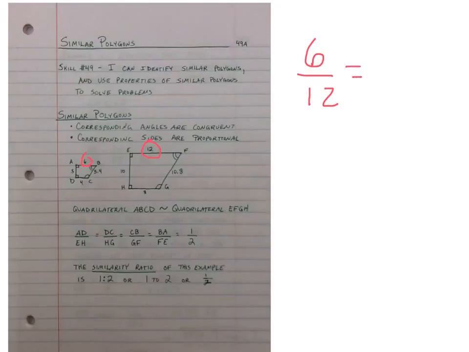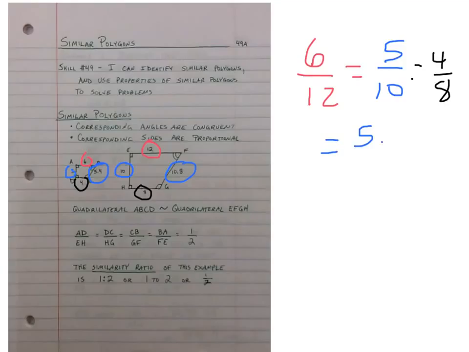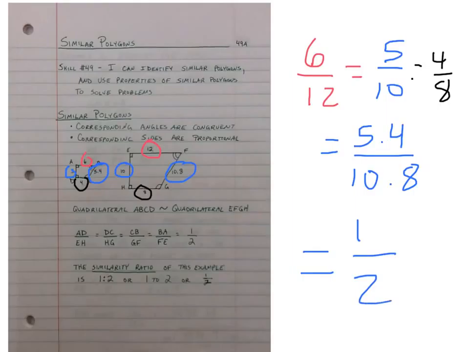should be equal to 5 to 10, which should be equal to 4 to 8, and you have to do it for all sides. So we also need the 5.4 to 10.8. In this case, all four of these ratios are equal to 1/2, or 1 to 2.